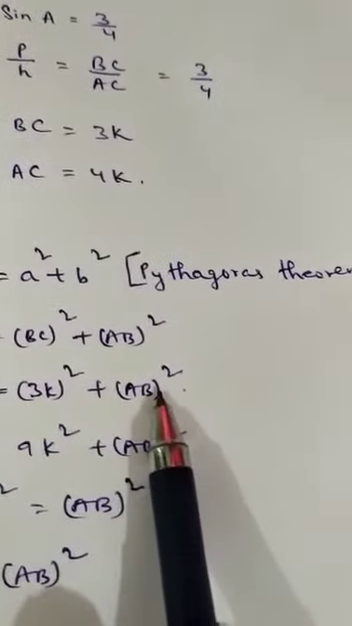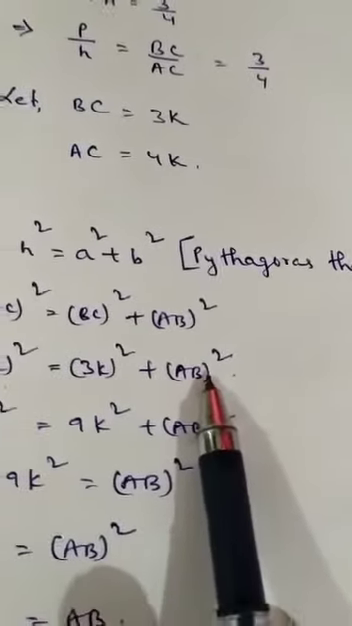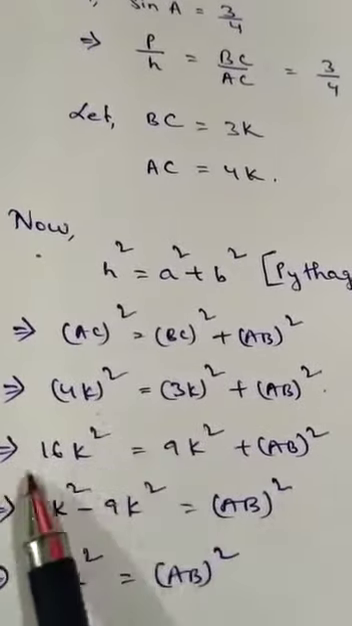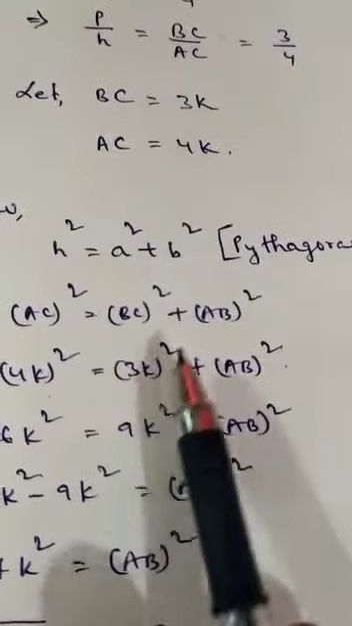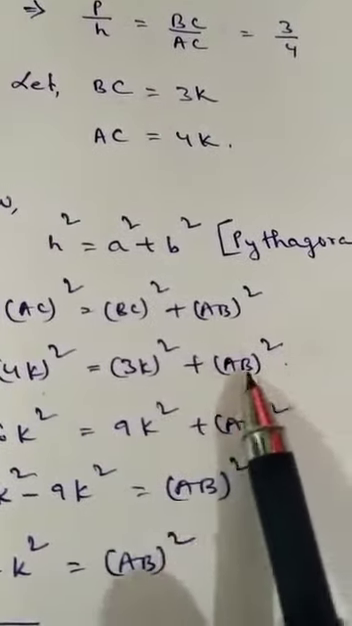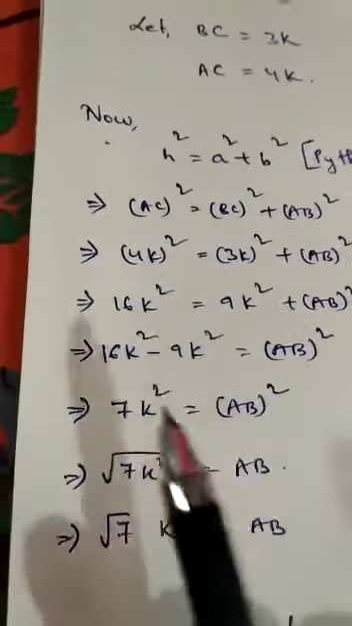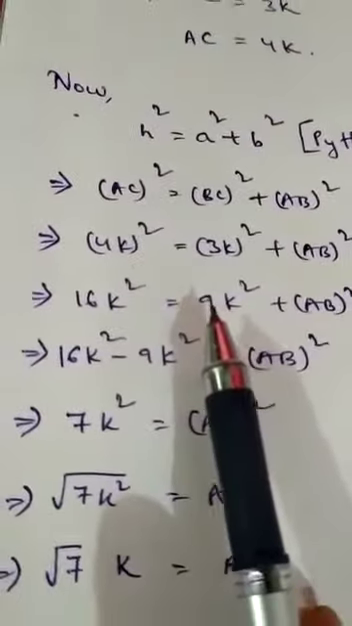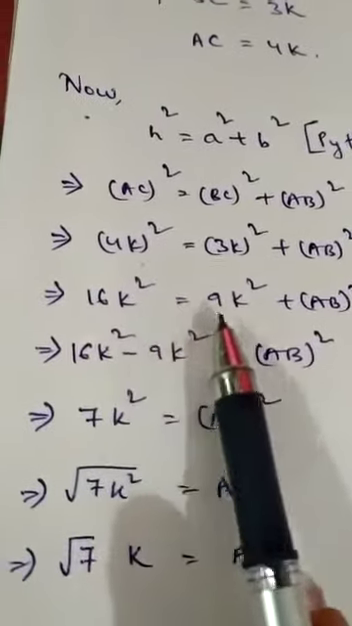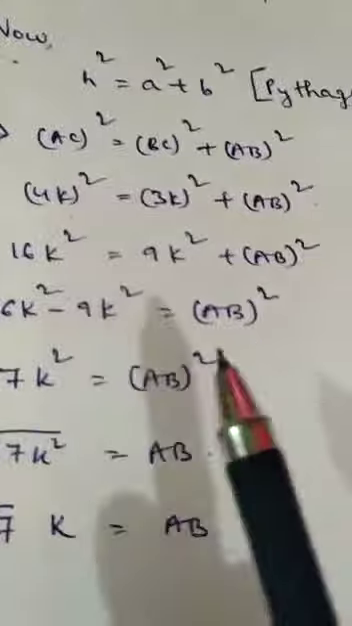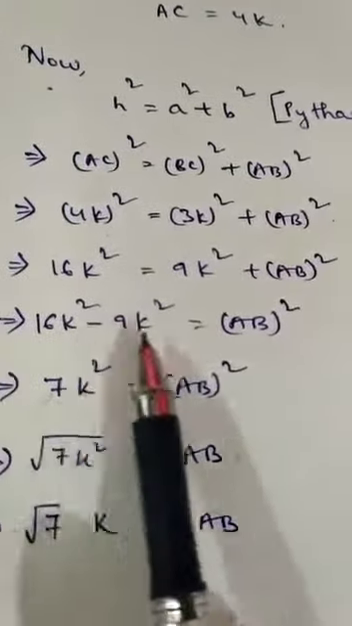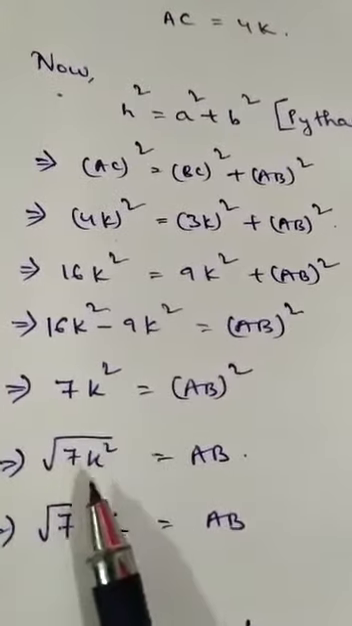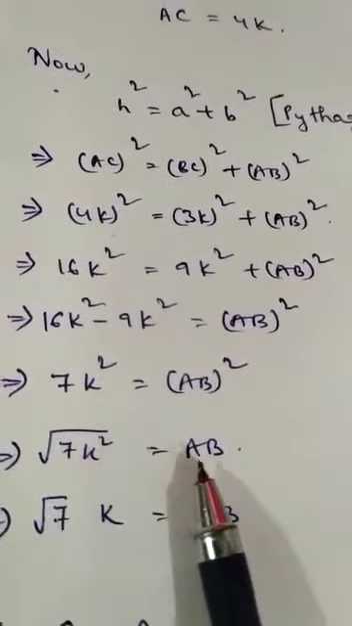I have to find the AB. Now 4k whole square is 16k square, 3k whole square is 9k square, plus AB square. 16k square I have written as it is. I have transposed this 9k square to this side, so the positive 9k square has become negative 9k square is equal to AB square. 16 minus 9 is 7k square is equal to AB square. Square transposed to this side becomes root 7k square.